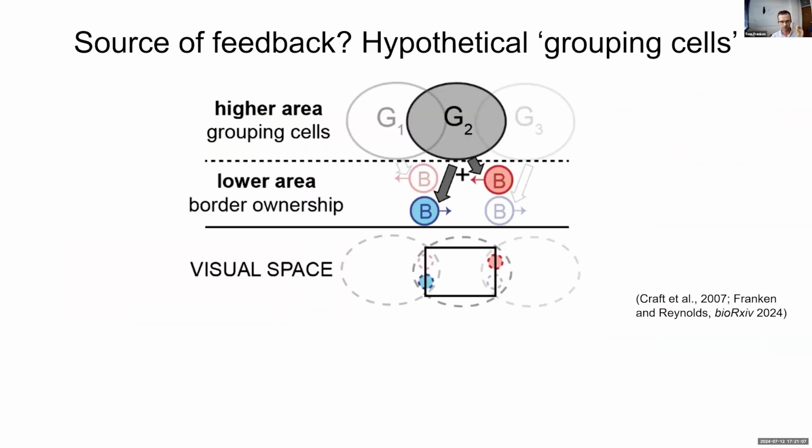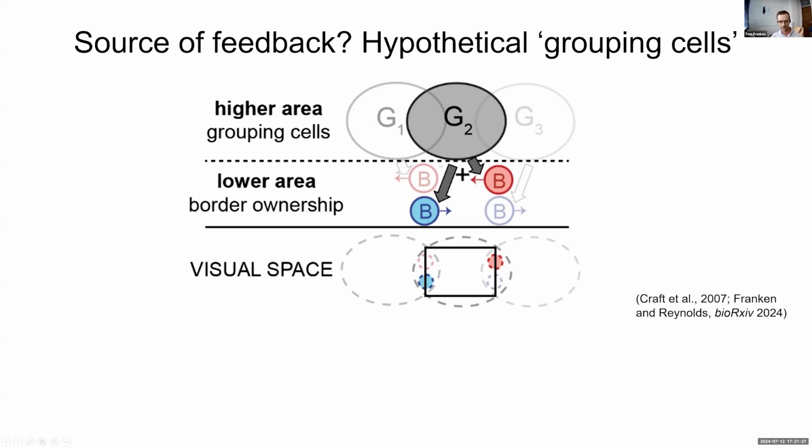In this presentation, I will talk mostly about feedback. So what is the source of feedback? What I told you indicates that feedback seems to be important, but where does the feedback come from? Well, there is this idea that has been floated around for already 20 years that there are hypothetical cells called grouping cells in a higher area that could be the source of feedback, and that endow neurons in a lower area with border ownership tuning.